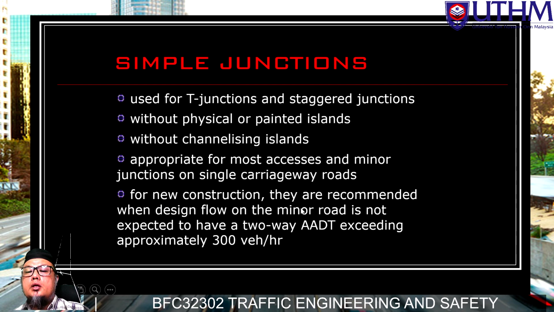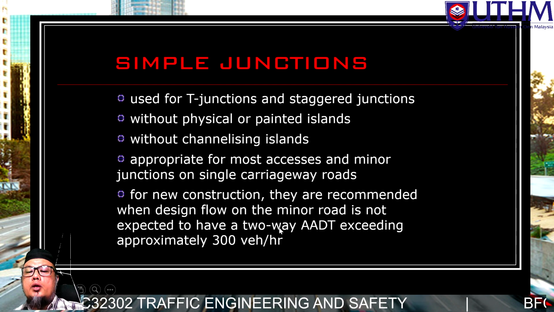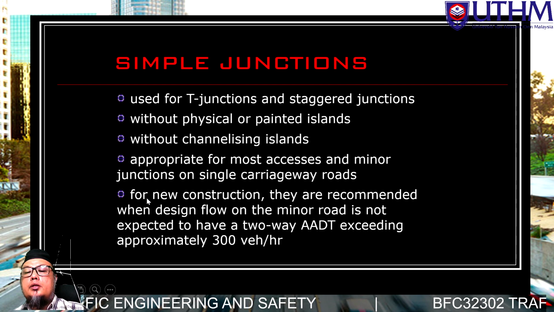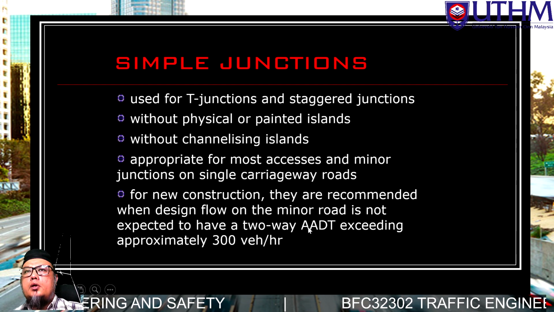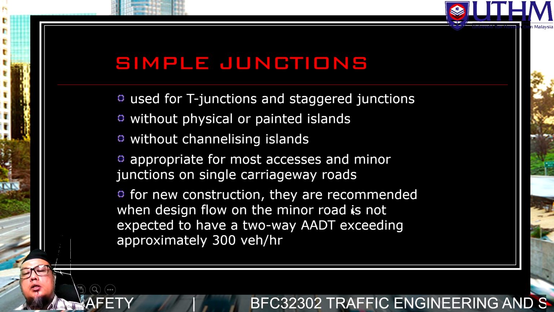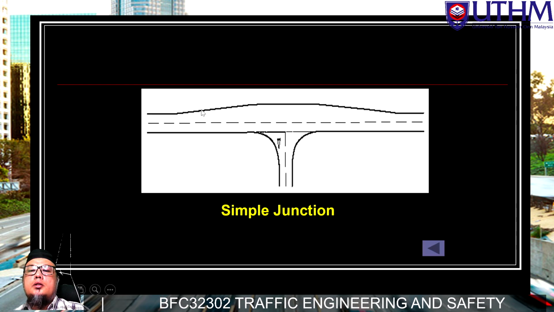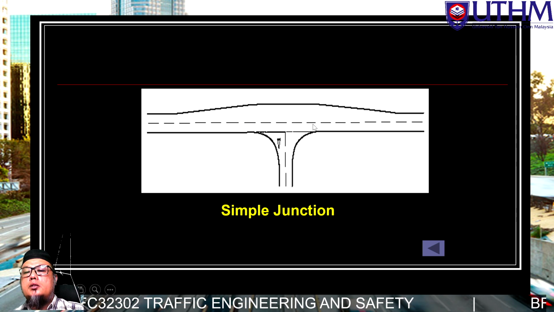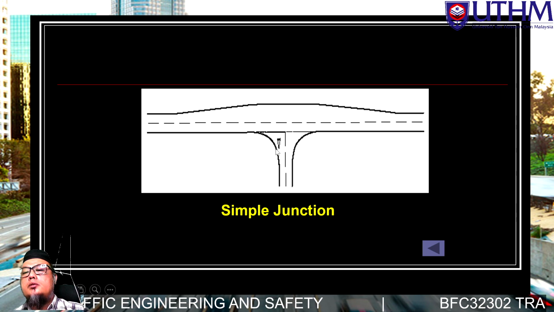For new construction, it is recommended when the minor flow is not expected to exceed a two-way ADT, average annual daily traffic, of 300 vehicles per hour. Which means if the traffic volume is lower than this, we can consider that particular area to be assigned as a simple junction. So this is what the simple junction layout looks like. Very simple. There is no island or channelization, just a simple junction. They just put the stop line here and the stop sign, just like that.